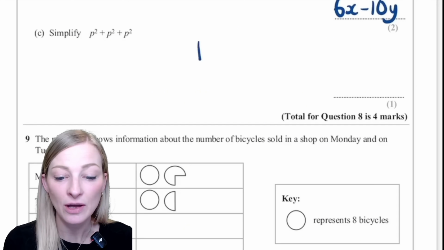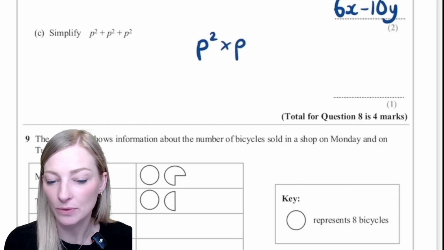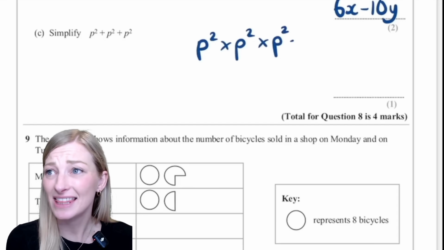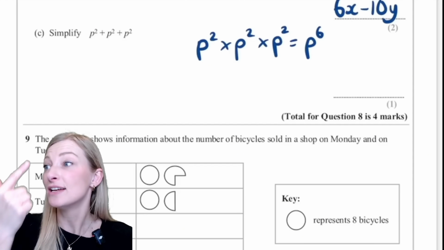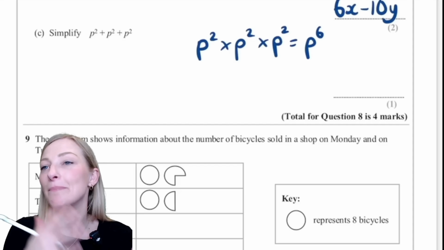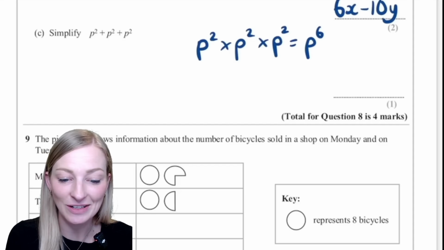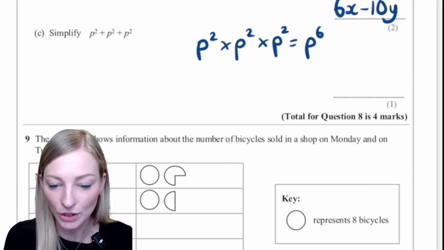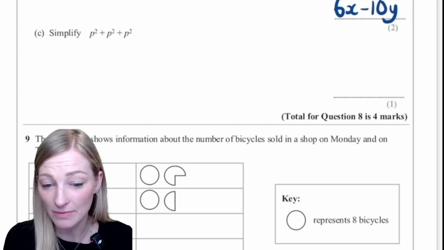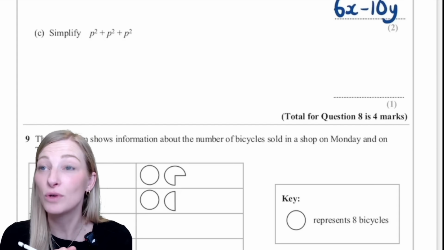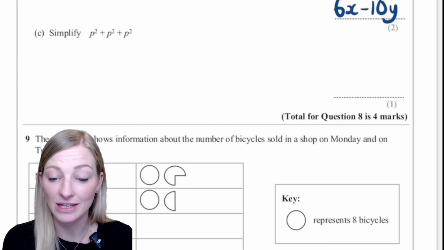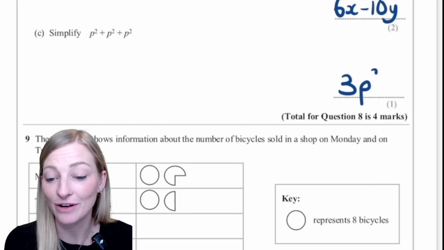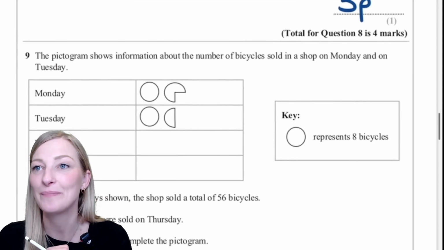If I gave you p squared times p squared times p squared, that would be p to the power of 6 because you're multiplying. So you're doing p times p times p times p times p times p. But here we are adding, not multiplying. So we need to make sure that we just collect them up. How many p squareds have you got? I've got 1 p squared, I've got another p squared, I've got a third p squared. So this is 3 p squared. Very tricky, that one. So well done if you got that one right.